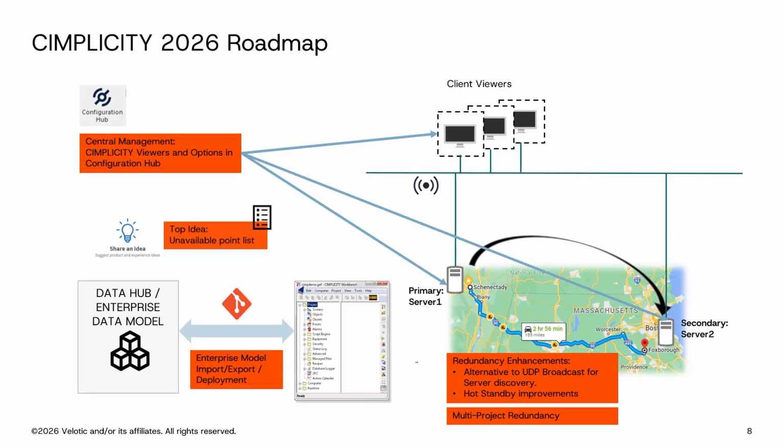In Simplicity 2026, the top voted idea was to provide a way to generate a list of points that are unavailable in a running Simplicity project. So for example, if a point is badly addressed or not communicating to a PLC, then this capability will allow you to generate a list of points that need to be looked at.